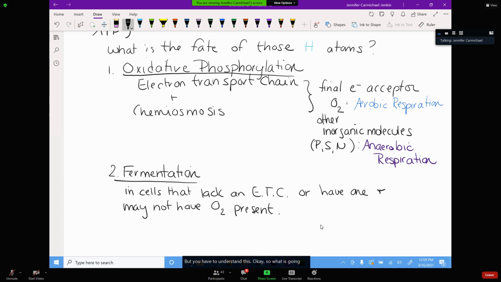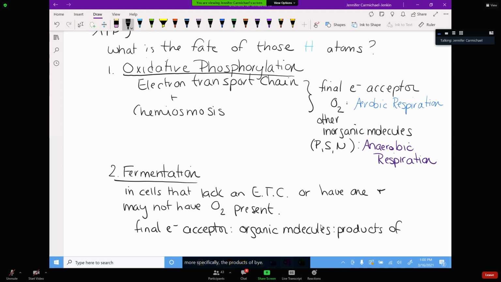So what is going on here? Well, they still need a way to regenerate NAD+, right? They broke down their organic molecules, but they can't break down their next lunch because there's no NAD+ around. So the final electron acceptors are organic molecules themselves. More specifically, the products of glycolysis. And I'm going to show you a picture here in a moment.